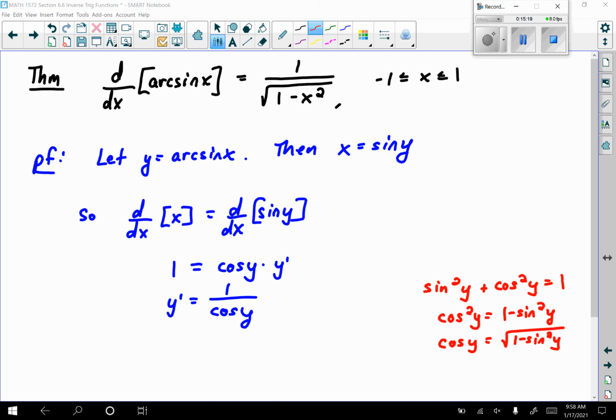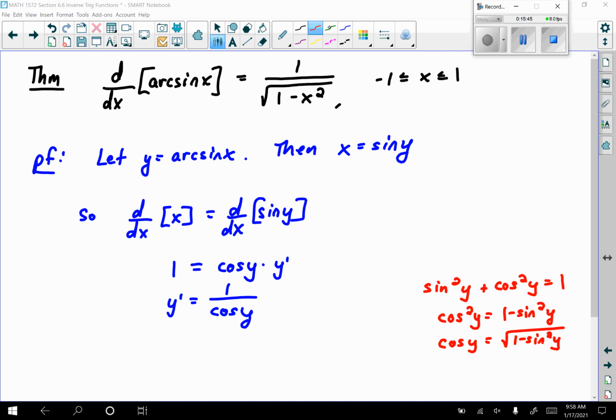Now the reason we only keep the positive square root is if we were to actually sketch the graph of y equals the inverse sine of x, all of our derivatives, all of our slopes of our tangent lines are going to be positive. So we only keep the positive square root here.